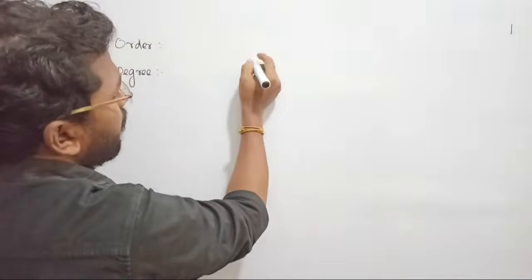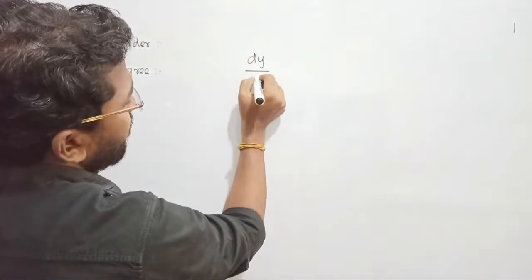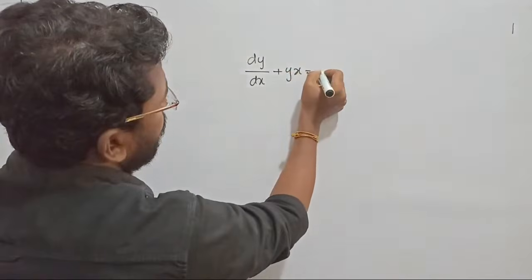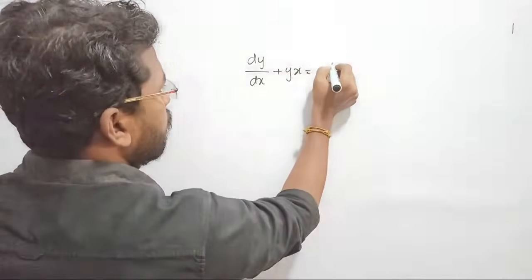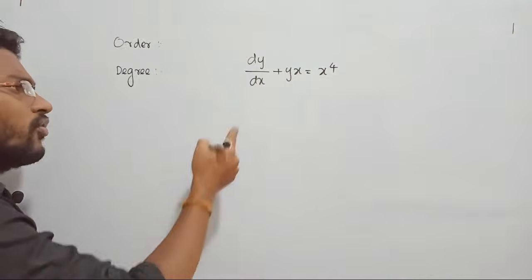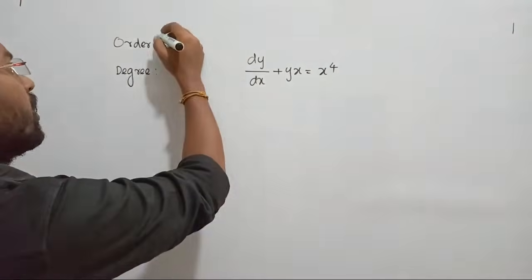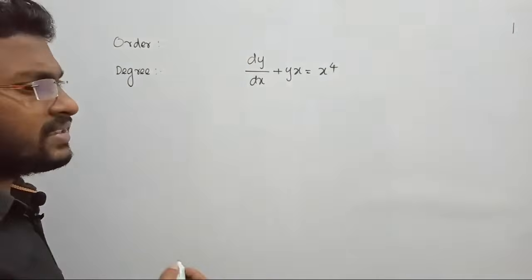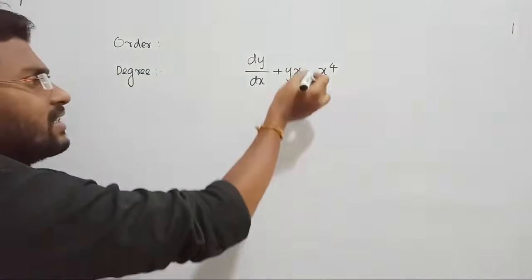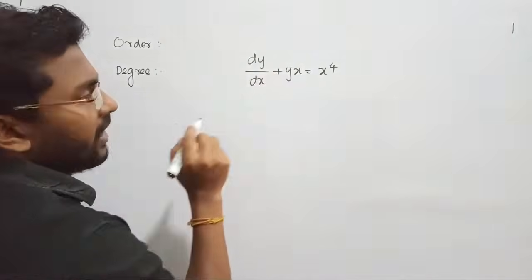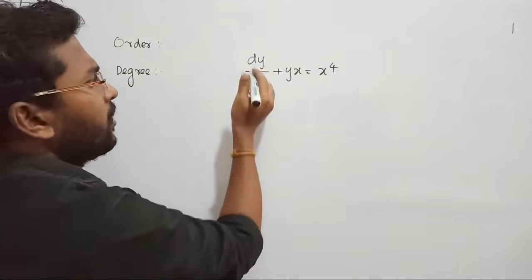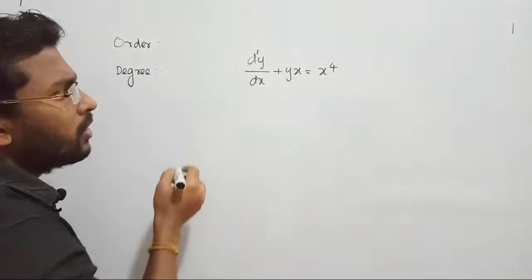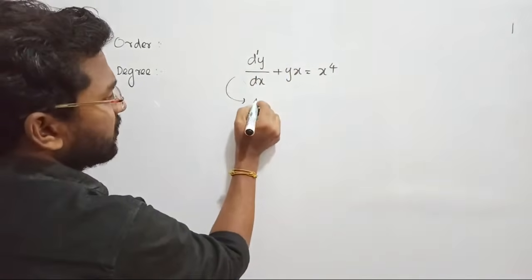Now for example, a function is given like this, dy by dx plus y into x is equal to x power 4. Suppose there is an equation like this. Now for this question you are requested to find out the order of the differential equation, degree of the differential equation. Order in the sense highest derivative. Here the highest derivative is dy by dx. This is the maximum derivative, right? So highest derivative is this and its power is 1. So order of this differential equation is 1.